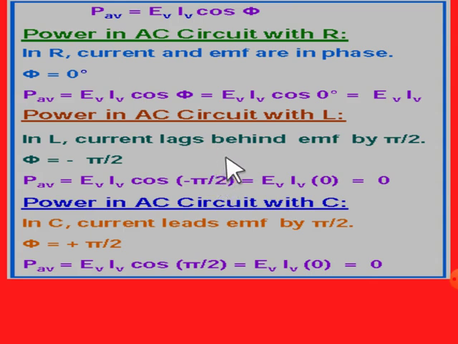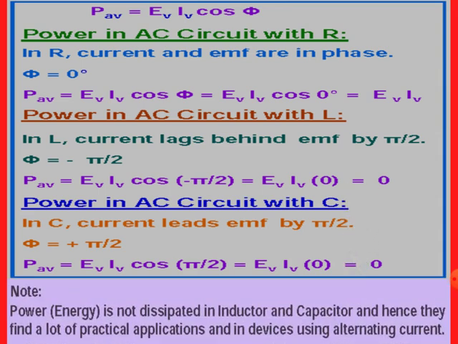In the case of an inductor, what happens? The current lags behind the EMF by a phase of pi by 2. In that case, the angle between them is also 90 degrees. In the case of a capacitor, the current leads the EMF by a phase of pi by 2. In that case also, the angle between the current and the EMF is 90 degrees. So in both cases, the power factor will be equal to 0. Why? Because cosine of 90 degrees is equal to 0.